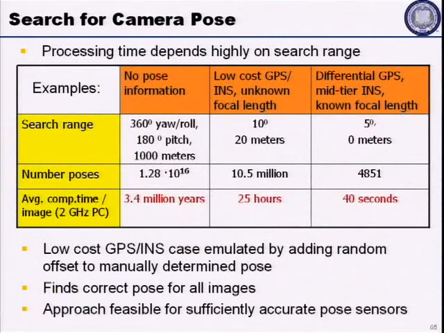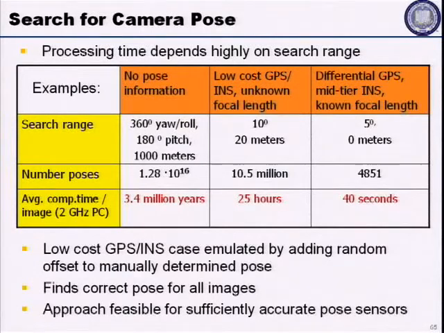And this slide shows what I said earlier: if you have absolutely no idea where your helicopter is, with 360 degrees of yaw and roll, 180 degrees of pitch, and 1,000 meters of uncertainty in your GPS, this is the number of poses you have to go through, and it will take you 3.4 million years. If you have low-cost GPS, it takes you 25 hours, which is the number I threw around a minute ago.